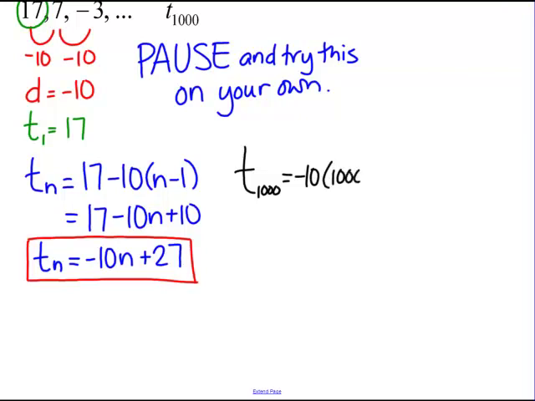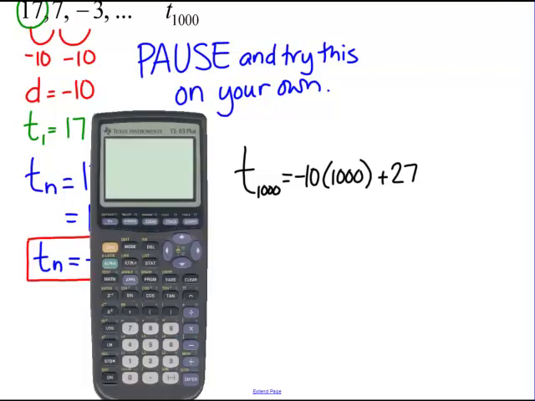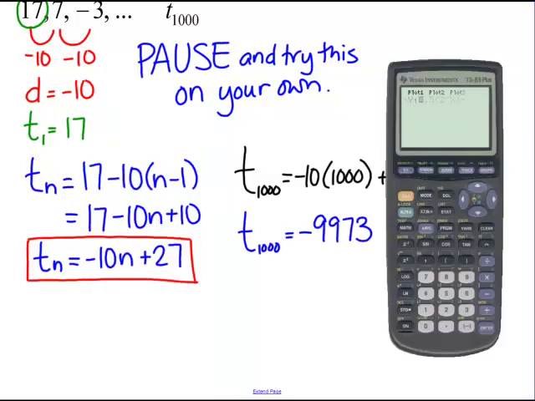So we'll use n equals 1,000, which gives us negative 10 times 1,000 plus 27. This is an appropriate time to pull out a calculator. So we can do negative 10 times 1,000 plus 27. And the thousandth term then is negative 9,973.